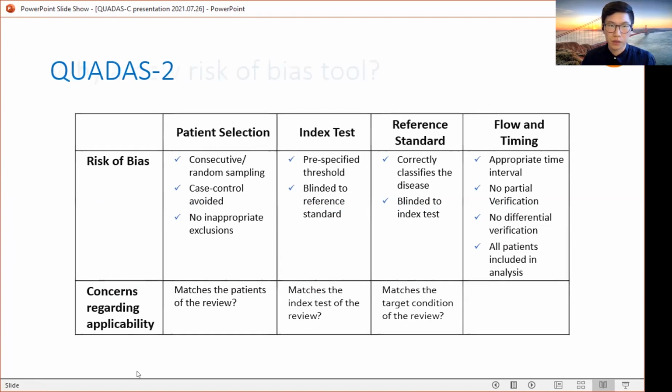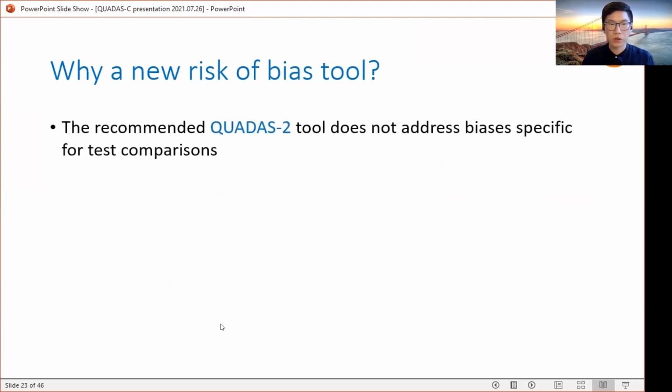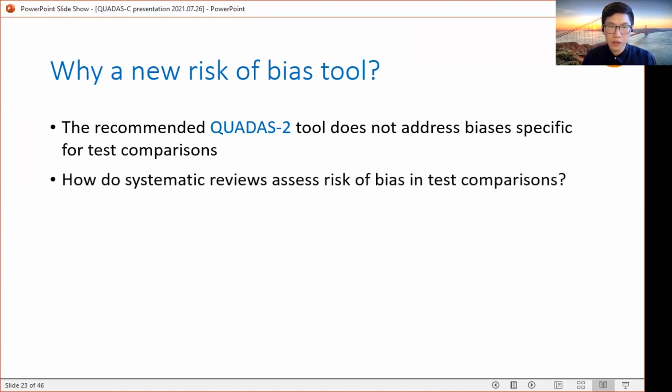Now, given the existence of QUADAS-2, you might wonder, why is a new risk of bias tool needed at all? Well, the thing is, QUADAS-2 deals with the risk of bias and applicability of the accuracy estimate of a single index test, but does not address biases in comparisons between index tests. So we also did a literature search to answer the question, how do systematic reviews assess risk of bias in comparisons of diagnostic tests?